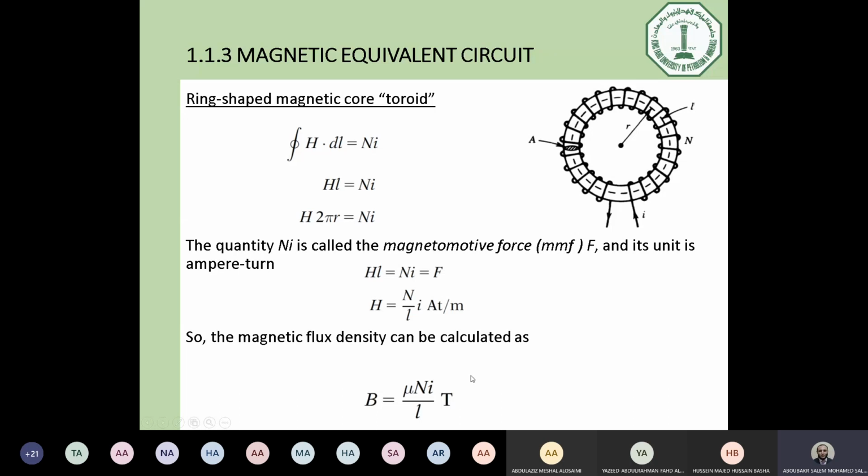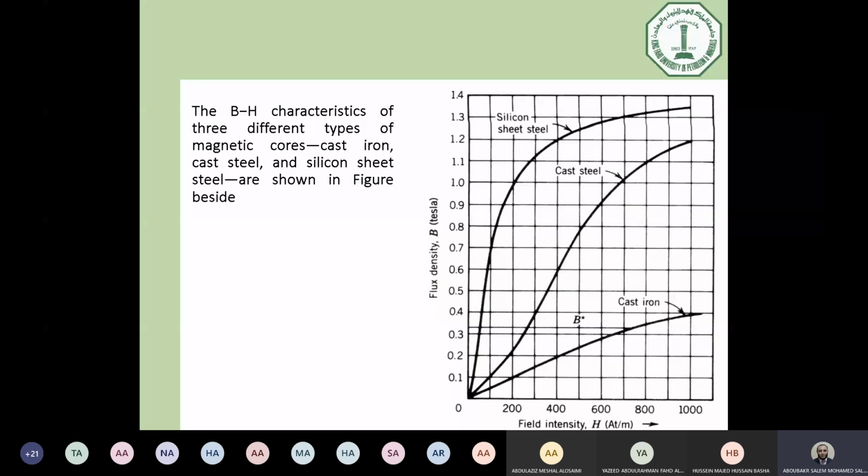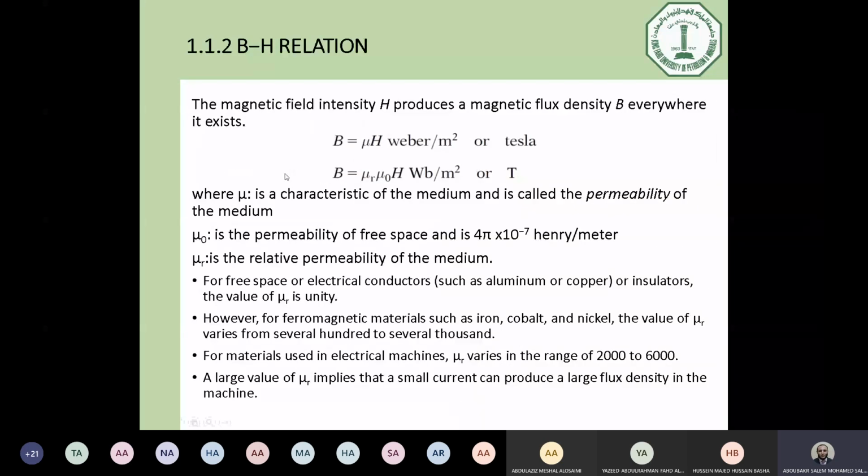Which mu is this? We said mu is the permeability, equal to the multiplication of relative and absolute permeabilities. And if we return to previous slides, here mu is the multiplication of mu r and mu naught. Okay.